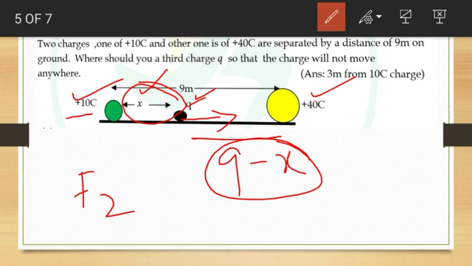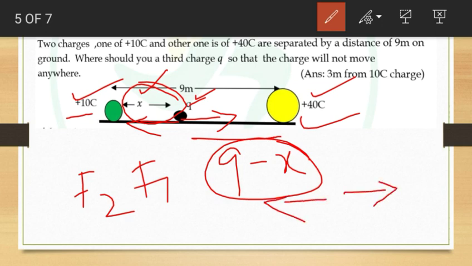So if you find f2 and f1, remember that the 40 coulomb charge will repel this force towards left. One force is towards right and the second is towards left, so they must cancel each other in order for the charge to be stationary there, right? For the net force on this q charge to be balanced, f1 should be equal to f2. Put in the formulas of f1 and f2, do the simple algebra, and you will find the final answer.